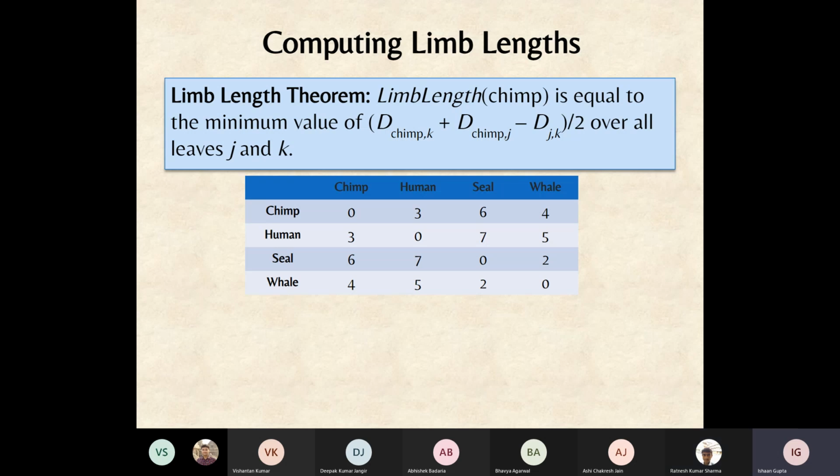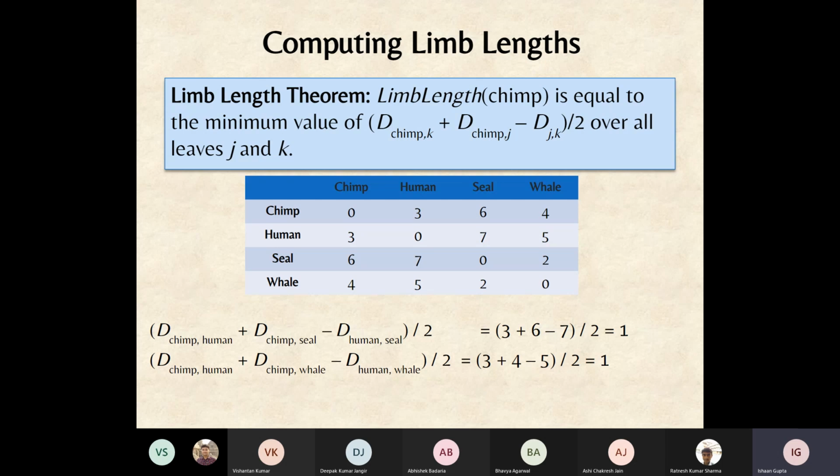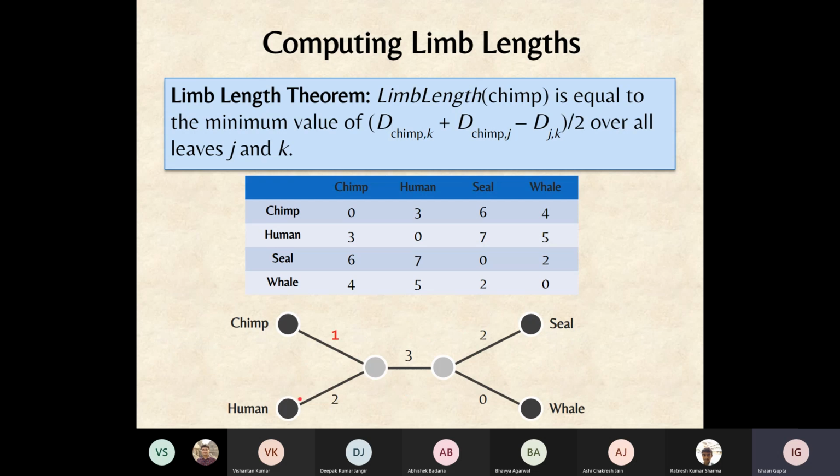So now you apply this theorem and do the same calculation. If you want to calculate the limb length of the chimpanzee with its parent node, you take all possible combinations and see that the smallest distance is 1. It can appear twice as well. So the limb length of the chimpanzee to its parent is 1, and as you have seen from the tree that we have fit, this value is actually 1.